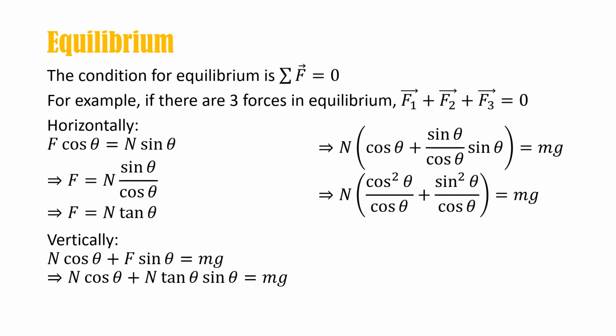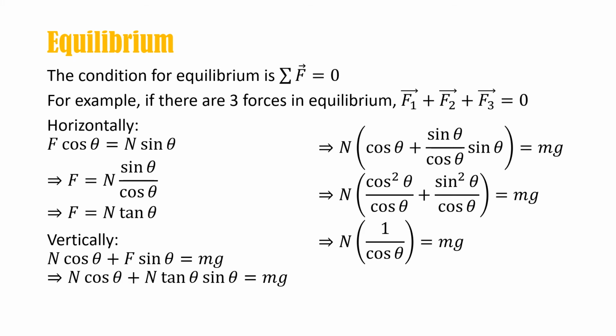Why might I do that, I hear you ask? Think of it, we've now got two fractions there that are both over cos theta. So I can add those two fractions together. And what we're going to get is cos squared theta plus sine squared theta all over cos theta. Now, hopefully we remember that cos squared theta plus sine squared theta is going to be 1. So we get N outside of 1 over cos theta is equal to mg.